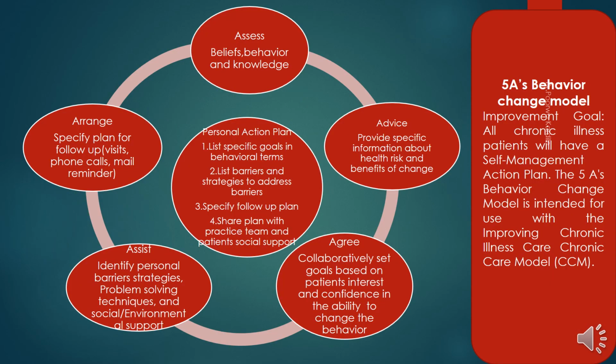The slide provides complete information about the 5-way behavioral change model. The 5 A's in this model are assess, advise, agree, assist, and arrange. The goal of this model was that all the chronic illness patients will have a self management action plan. And this model is intended for use with the improving chronic illness care, chronic care model.